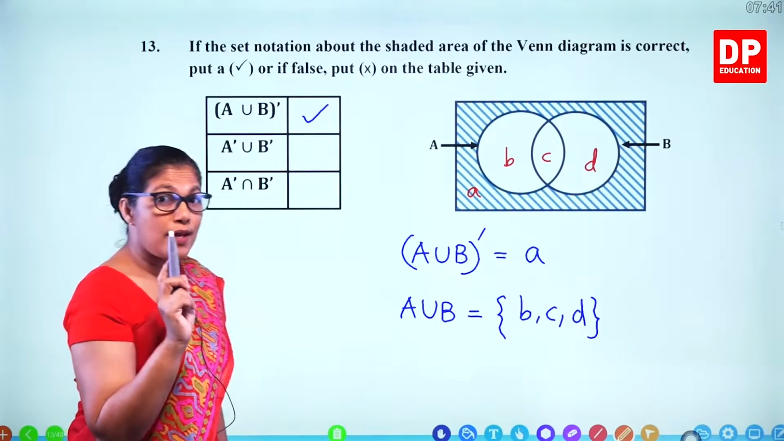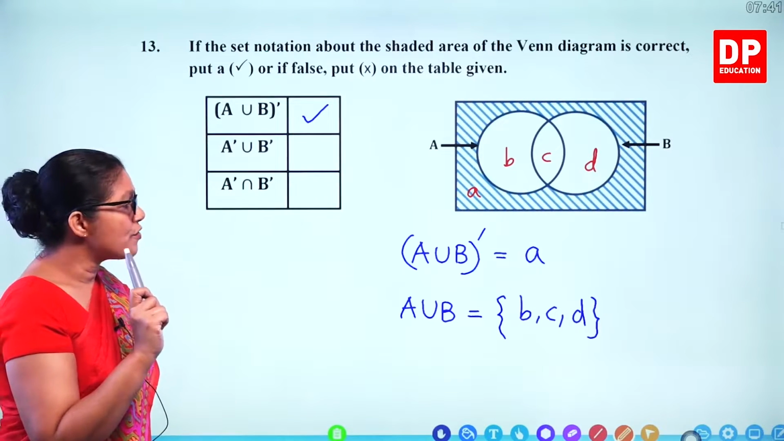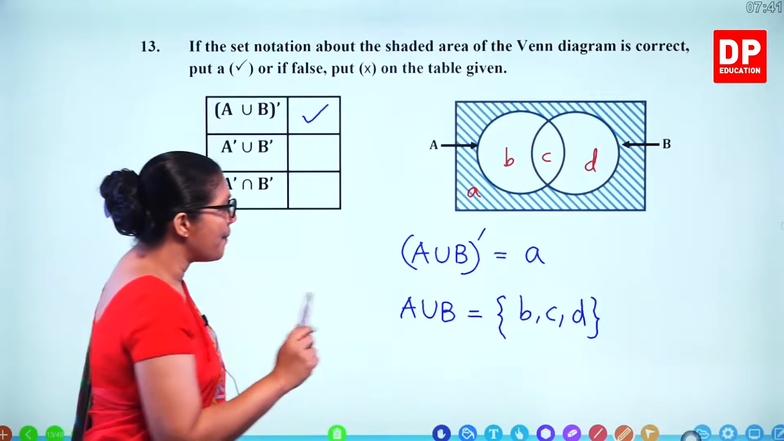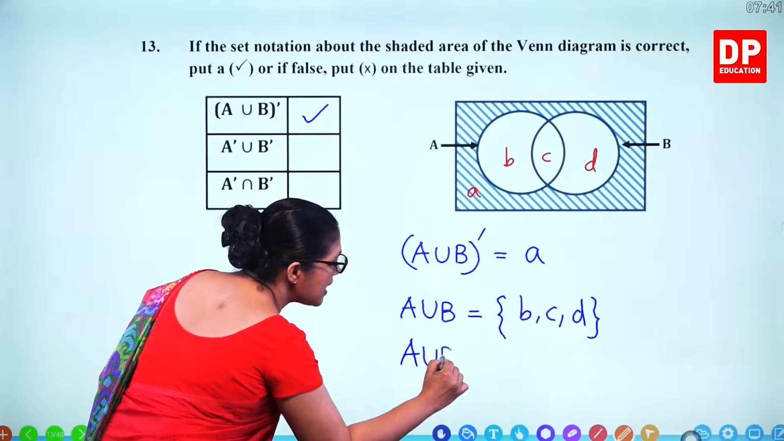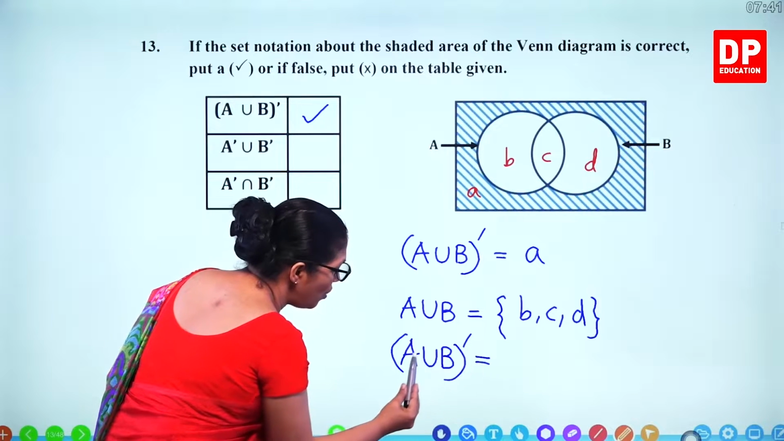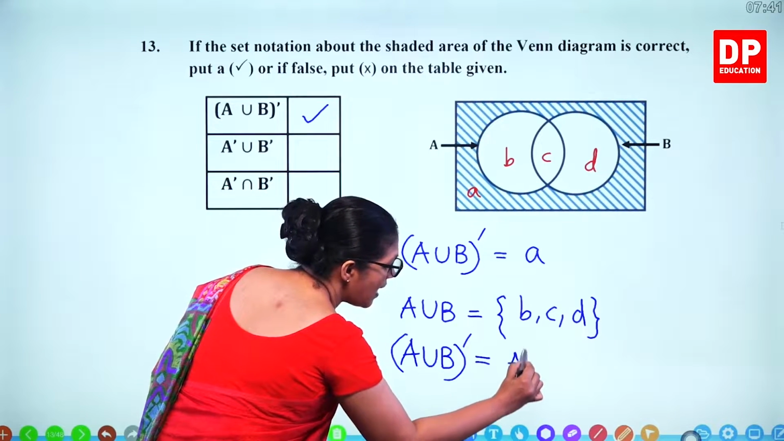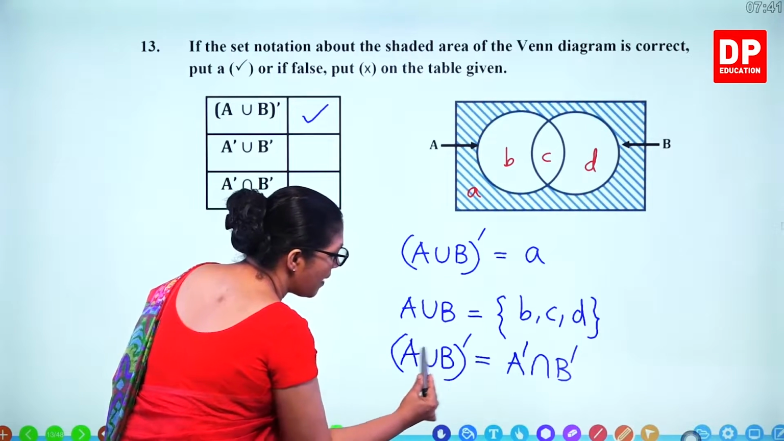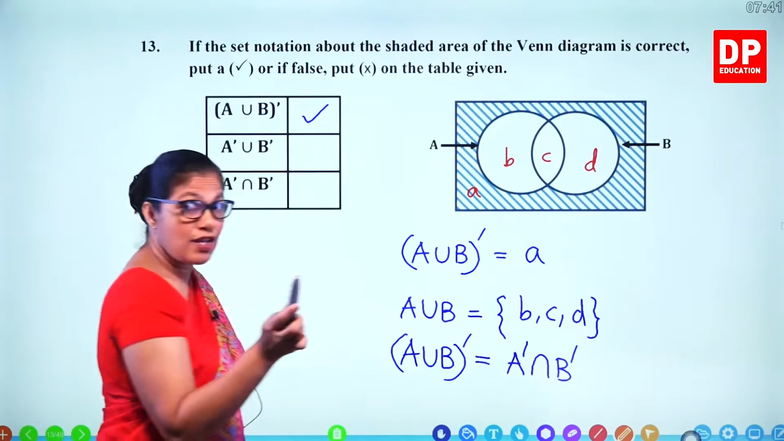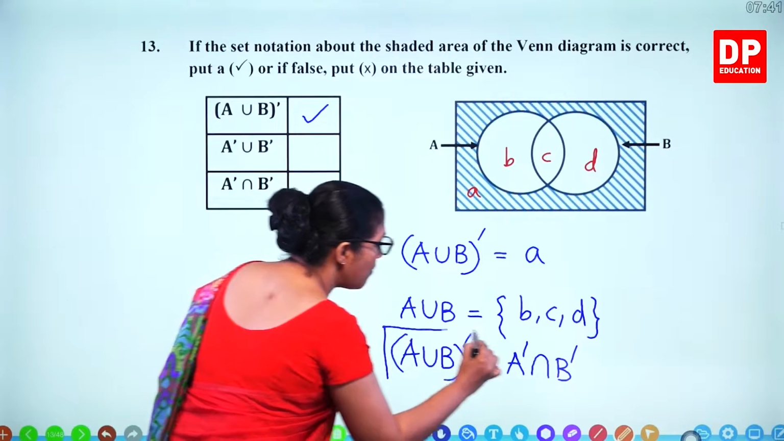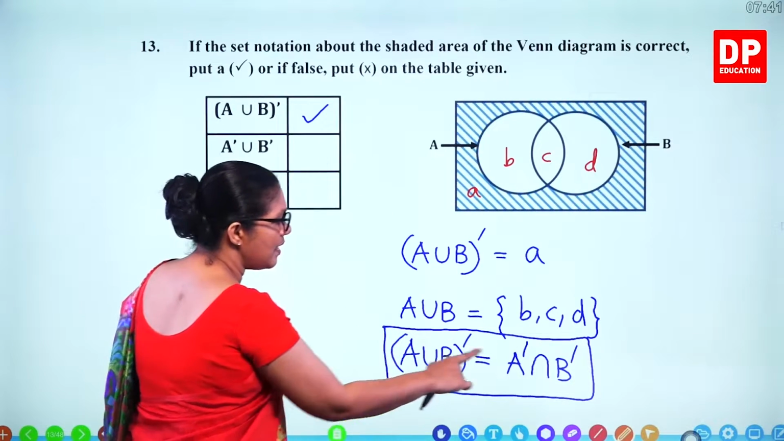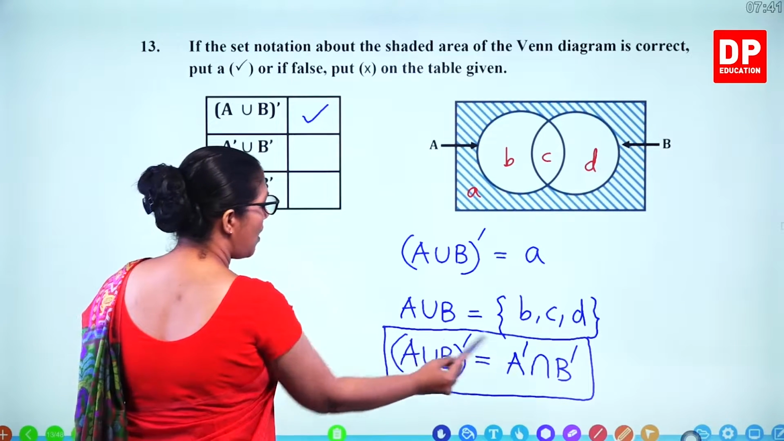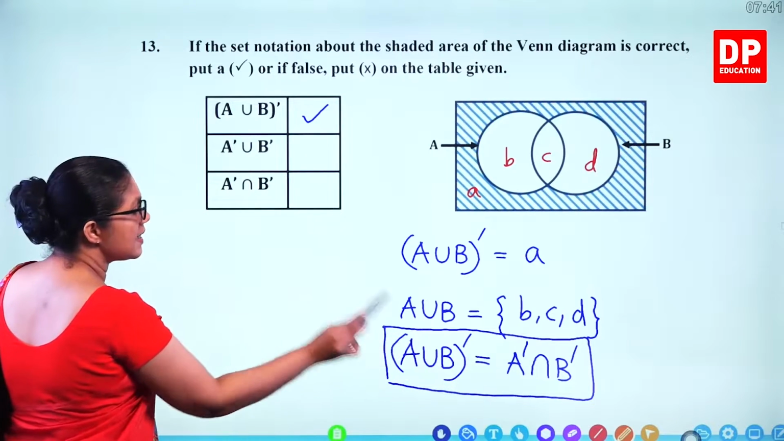Can you remember when I was doing this lesson, I introduced a theorem called De Morgan's theorem. Can you remember? A union B dash is equal to A dash intersection B dash. Same thing, but the dash comes here and the sign changes. So this is called De Morgan's theorem. So easily, if you know that, you can apply De Morgan's theorem. So what's the correct one? This is the same as A dash intersection B dash.